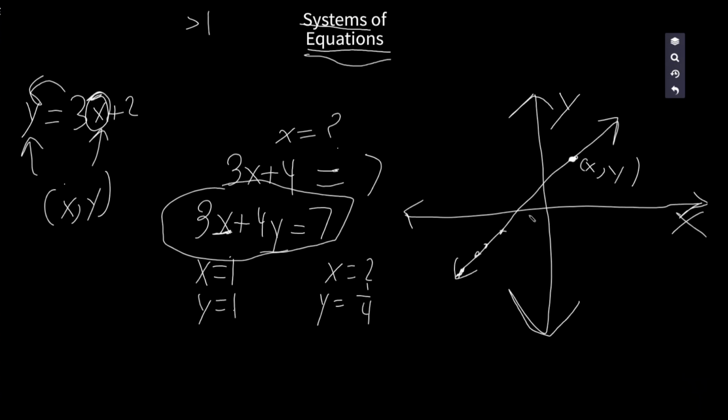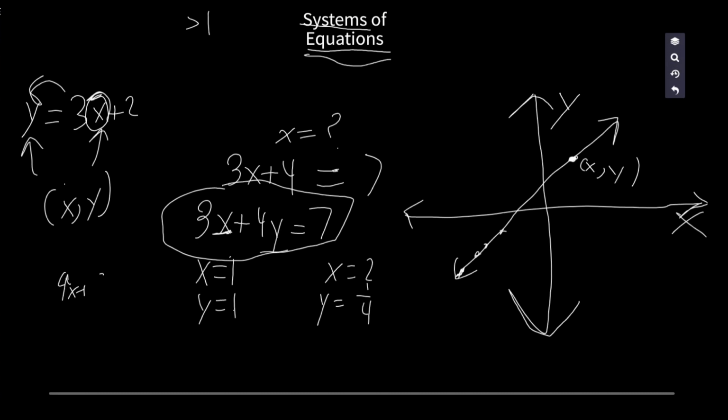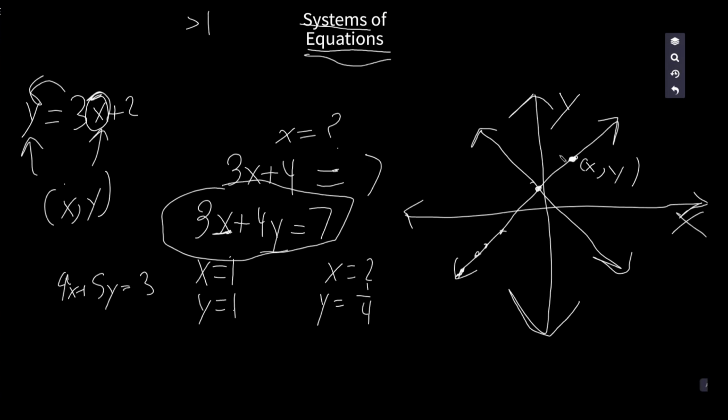But what if we had two equations? What if instead of 3x plus 4y equals 7, we also had something like 4x plus 5y equals 3? Now, this line, I'm probably not drawing this correctly, but it doesn't really matter. So if we had a line like this, now you see that there's one point where they both meet up. And that point right there will satisfy both of the equations because the point is on both of the lines.